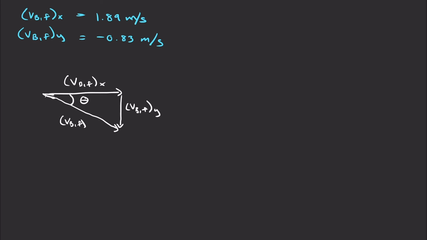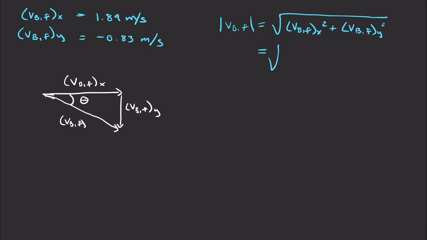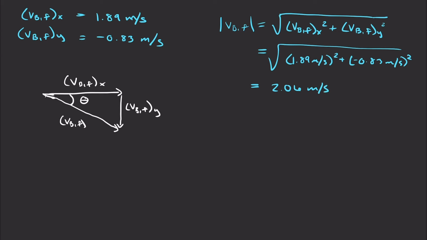Okay, so now if I want the magnitude, VBF, I just do the Pythagorean theorem with the x and y components. So VBFX squared plus VBFY squared. So this is 1.89 meters per second squared plus minus 0.83 meters per second squared. If you plug that in, you get 2.06 meters per second for the magnitude.